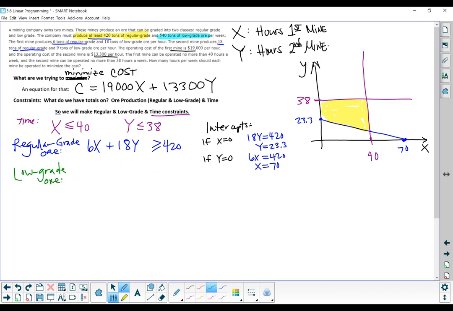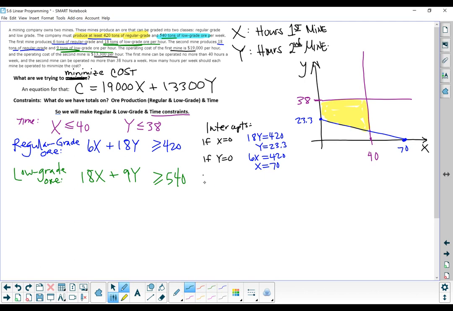So for the low grade ore, they need 540 tons per week, at least. And if we look at how our mine's production goes, it looks like the first mine produces 18 tons of low grade per hour. So that'll be 18x. And then for the second mine, it's 9 tons per hour. So here is our equation.